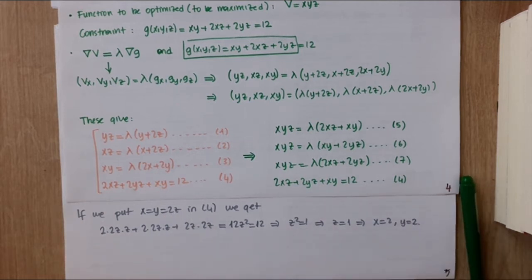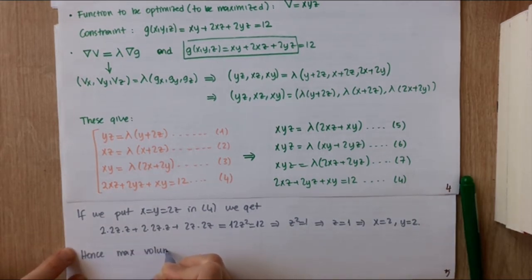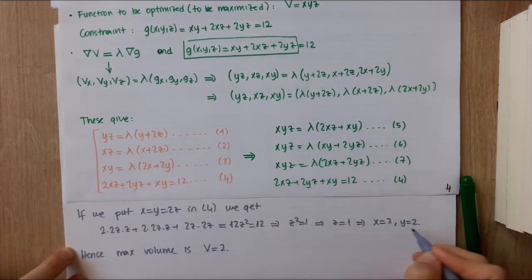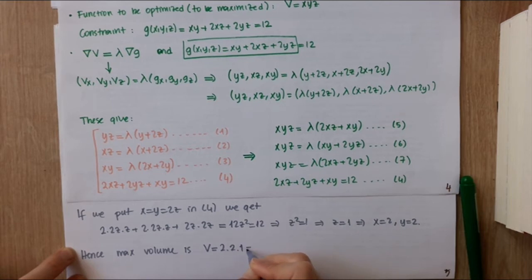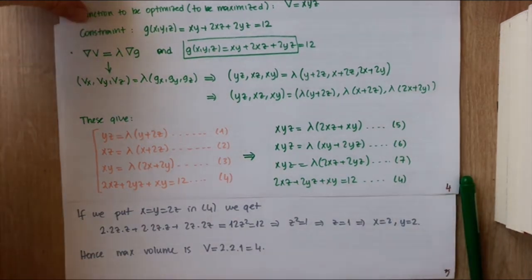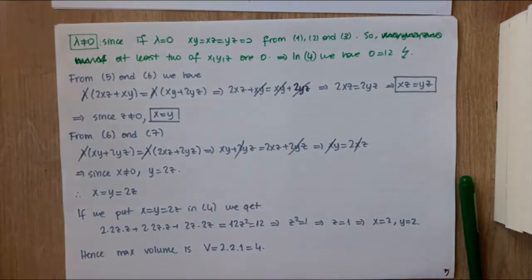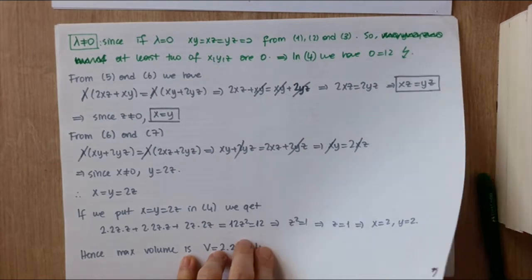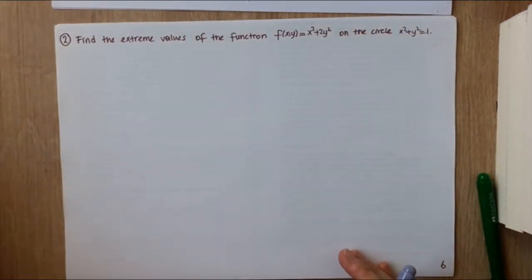So the maximum value occurs here, hence the maximum volume is V, where x is 2, y is 2, and z is 1, which is 4. Okay, so this is the way of solving this problem using the Lagrange multipliers method. Okay, let's move on to the next problem.